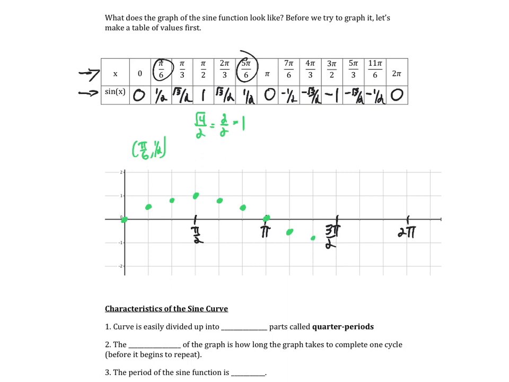And then 3 pi over 2 is going to be negative 1. Again, I'm just pulling all these values from the chart above. 5 pi over 3 is negative root 3 over 2. 11 pi over 6 is negative 1/2. And at 2 pi, we're back at 0. And again, you can imagine if we kept on going, these points would just repeat. So if we were actually to connect these dots, because there are points in between them, but they're just not as easy to plot.